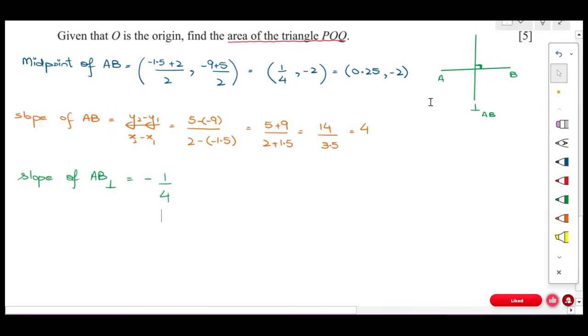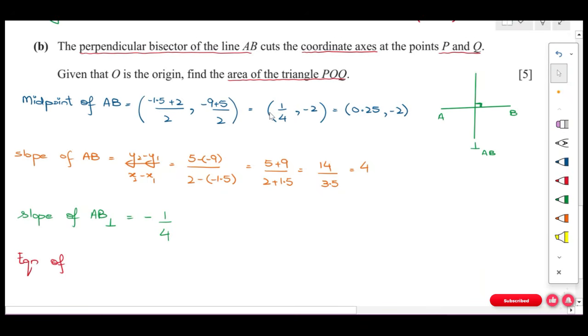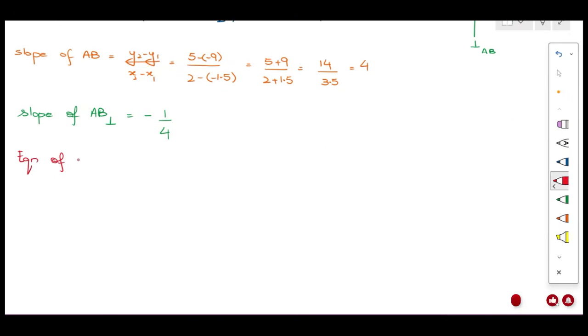Now let me solve for the equation of the line, no, not line AB, the perpendicular bisector of AB. Equation of the perpendicular bisector of line AB.